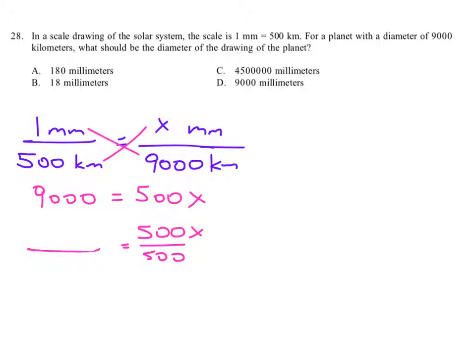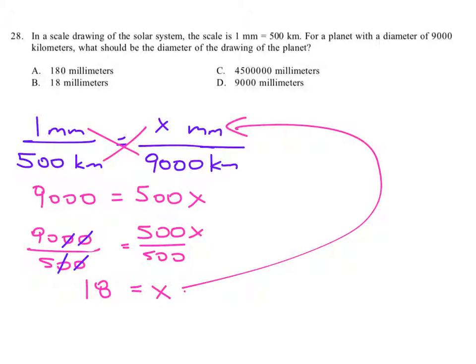Let me write this. I missed that a little bit. 9,000 over 500, and here we get x. What do we get here? Well, we already know we can cancel out that, we can cancel out that. Now we've got 90 divided by 5, or 18. 18 what? Well, you can see that 18, where x was, what was it? Millimeters. 18 millimeters. And that's choice B.